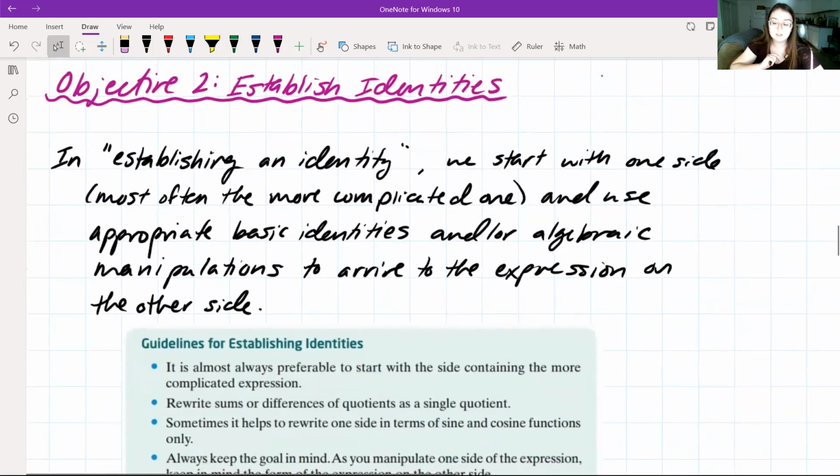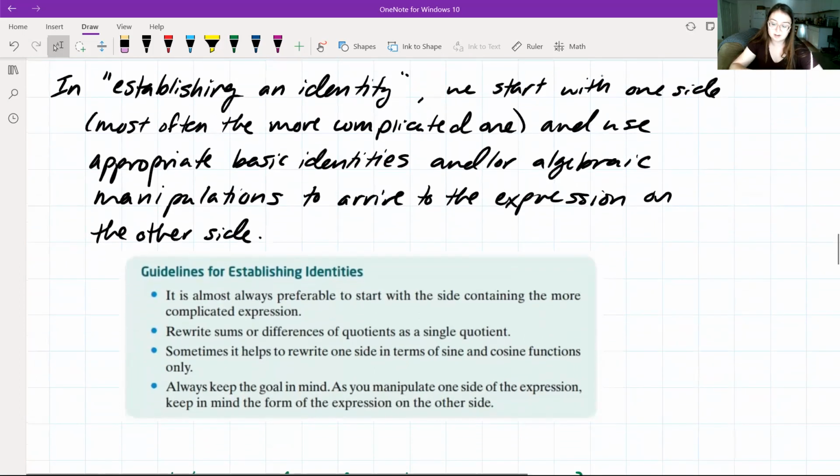So, all right, objective 2, we want to establish identities. So in establishing an identity, we start with one side, most often the more complicated side, and we use appropriate basic identities and/or algebraic manipulations to arrive at the expression on the other side.